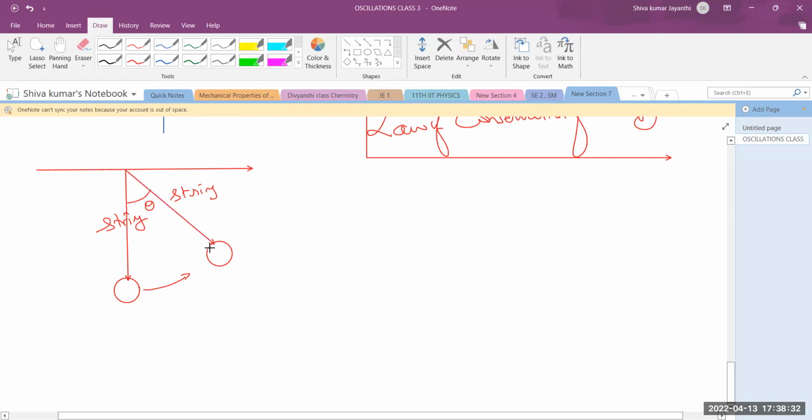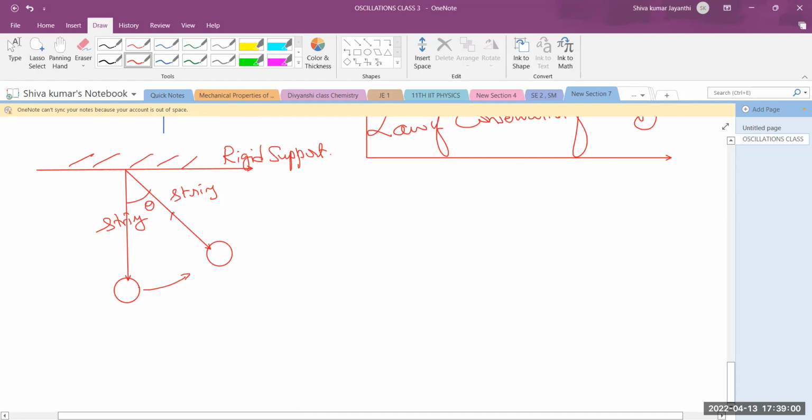Of course, that bob also will oscillate, but I'm not able to oscillate it along with the bob, because only that much tools are available here. Right? So now having understood that oscillation, now what happens? This is a rigid support, and this is a string.